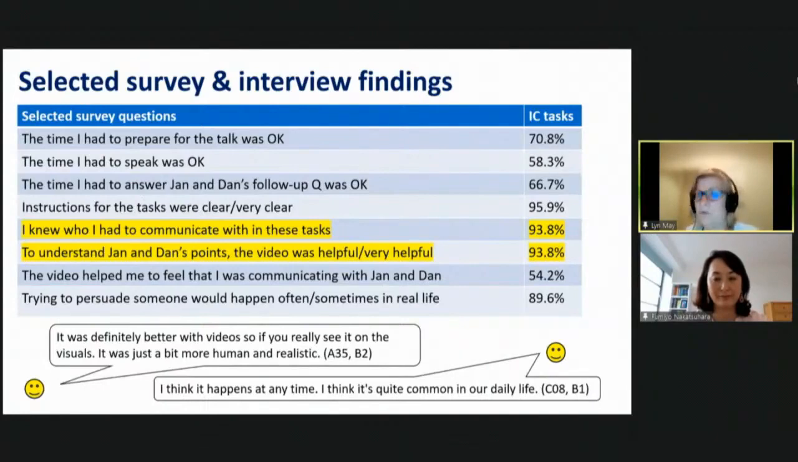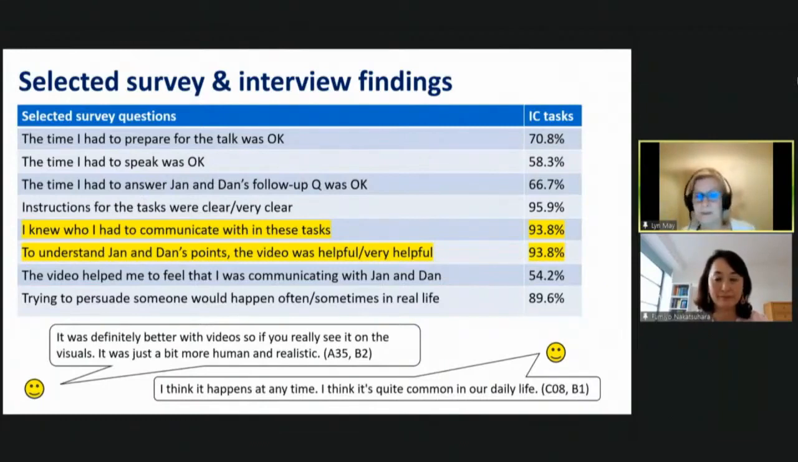And we've got a couple of quotes here from the interviews as well. So we've got one learner saying it was definitely better with videos. You can really see the visuals. It was just a bit more human and realistic. So that taps into one type of context, providing context, and also authenticity.